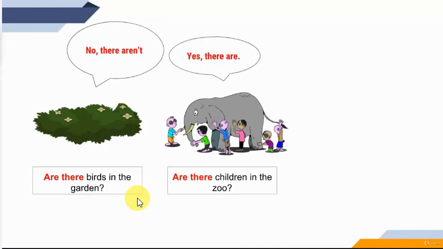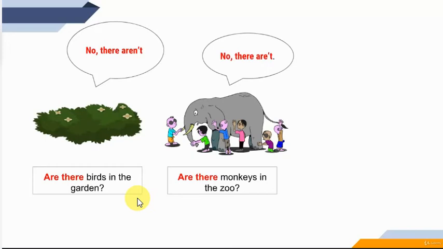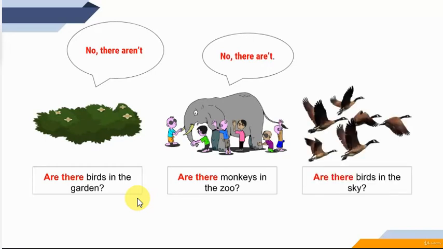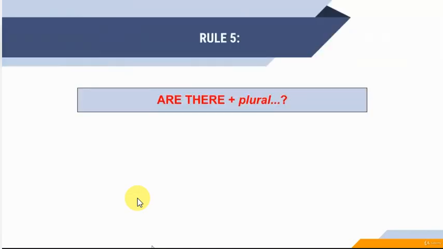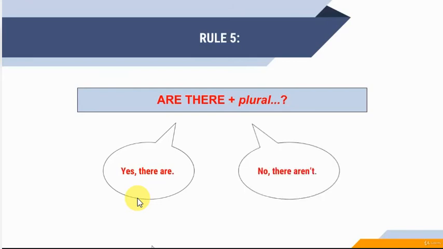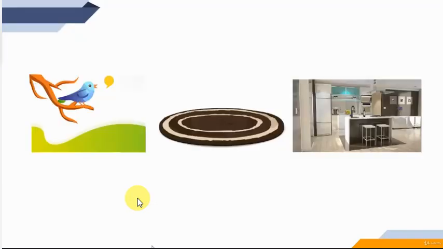More examples. Are there children in the zoo? Yes, there are. Are there monkeys in the zoo? No, there aren't. And the last example: are there birds in the sky? Yes, there are. Are there clouds in the sky? No, there aren't. Good. The rule: are there plus the noun in plural. Examples of the answers: yes, there are, positive answer; no, there aren't, negative answer.